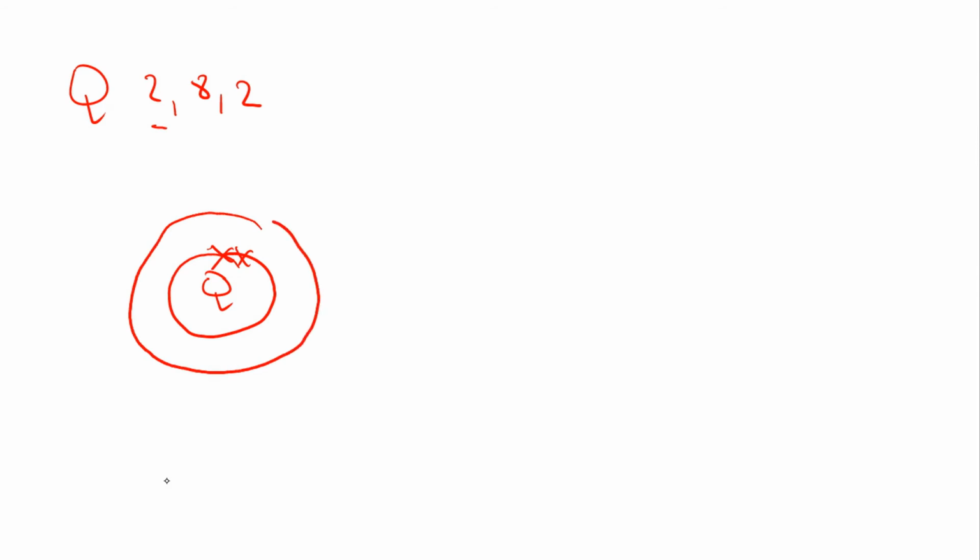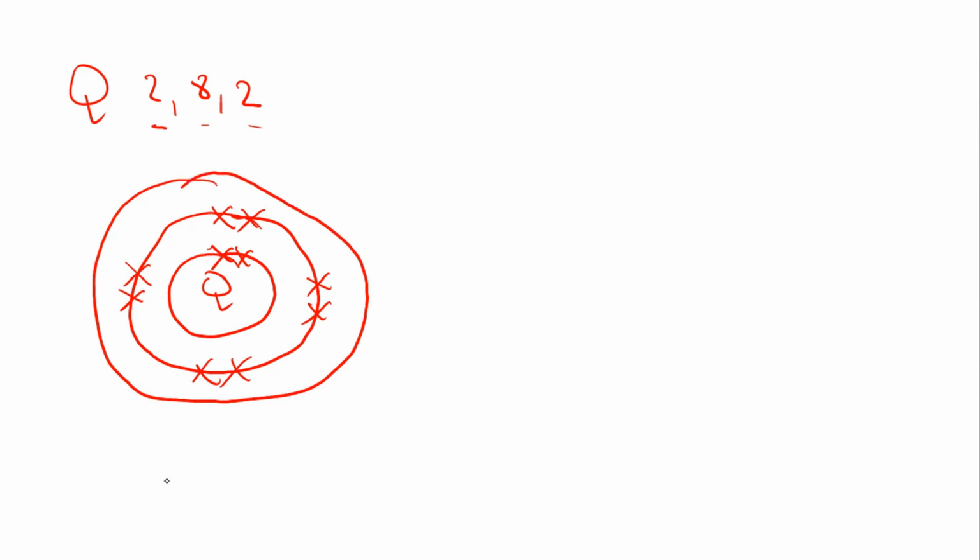So Q, we know, is 2,8,2. Let's see if we can draw that. In the first shell, you have 2, right? So 1, 2. In the second shell, you have 8. So that's 1, 2, 3, 4, 5, 6, 7, 8. On the last shell, you have 2. 1, 2.